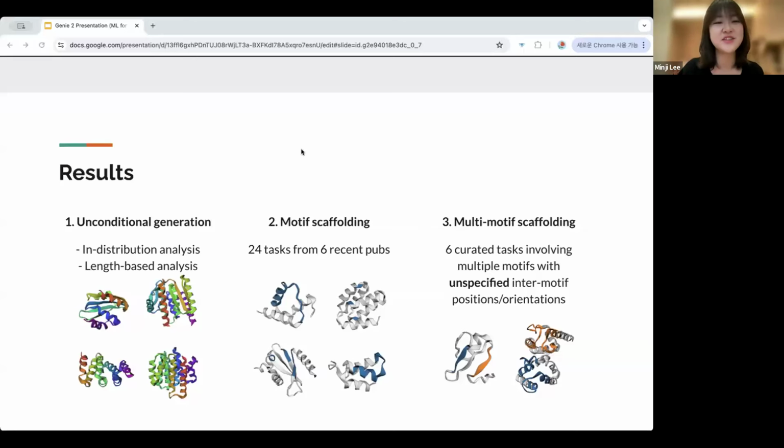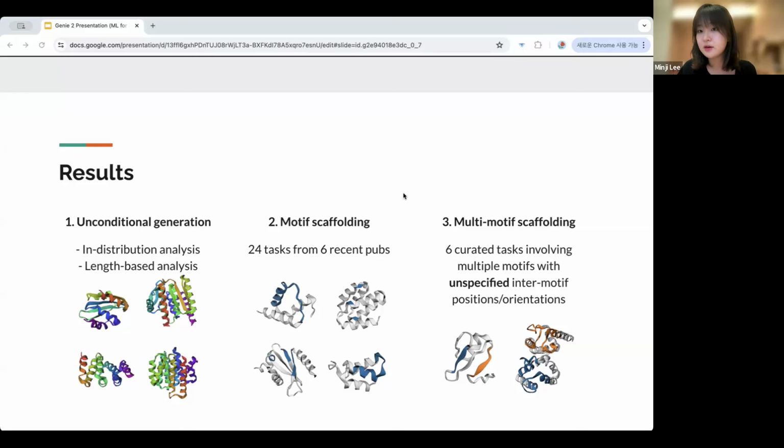Okay, thanks, Yeqing. I'm Minji, and I'll continue with the results part of Genie. We evaluate Genie in three distinct schemes. First is unconditional generation, where mainly two analyses are done. One is the in-distribution analysis that compares the overall designability, diversity, and novelty metrics discussed previously of Genie with other methods, where the length of the protein is restricted to 256 residues. This is the maximum length Genie has seen during training.